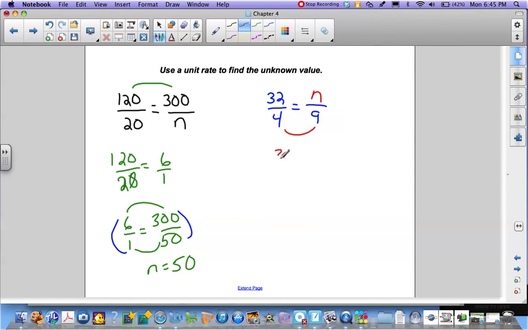Okay, so I'm going to make 32 to 4 and write that as a unit rate. 4 divided by 4 is 1. 32 divided by 4 is 8. And now I can use my unit rate to find that unknown value.